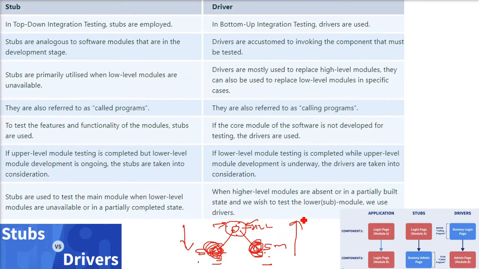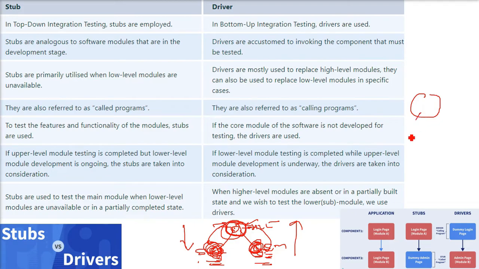But drivers are accustomed to invoking the component that must be tested. So for that, we have to write a driver, because it is calling modules, and those modules have to be checked. Stubs are also called called programs, or called modules, or called functions. And driver is called the calling program. You know the difference now. Calling program means it has to be above the lower level module. And stubs are the called programs.